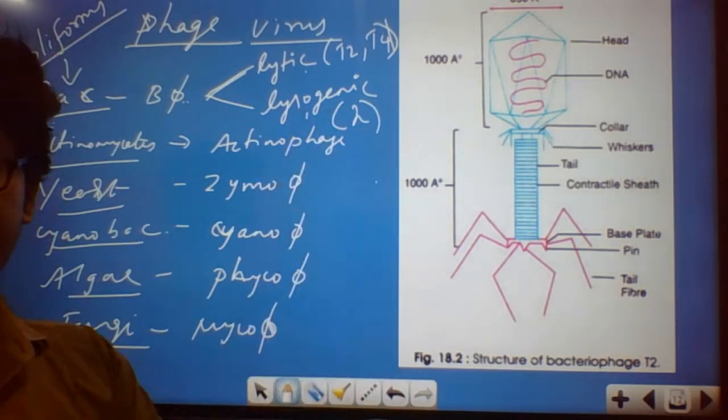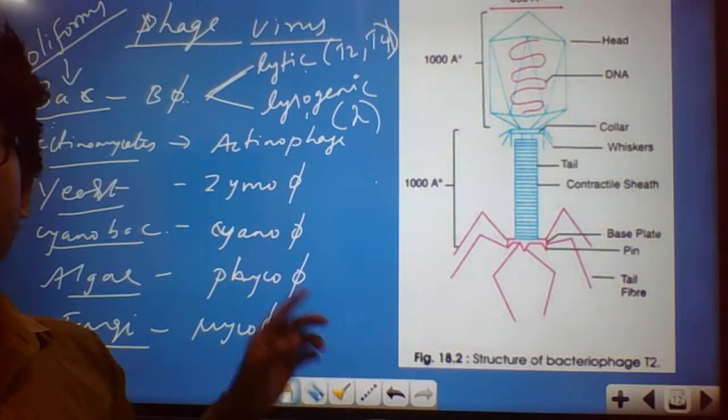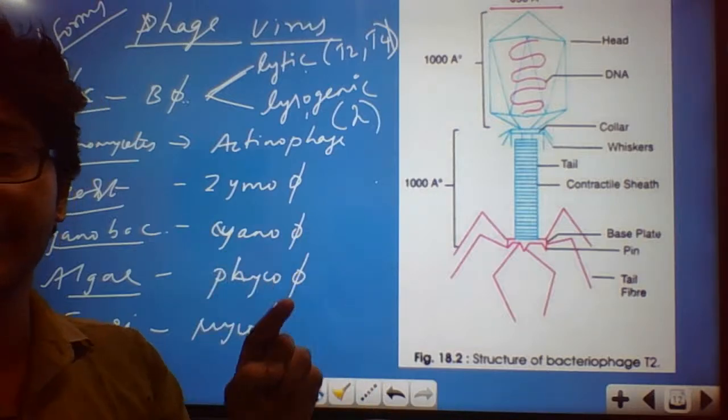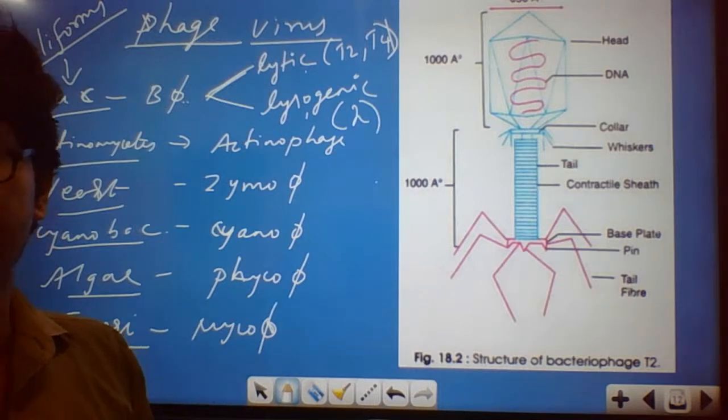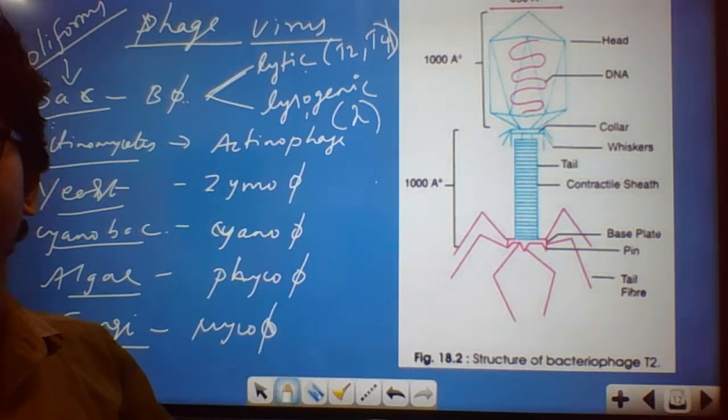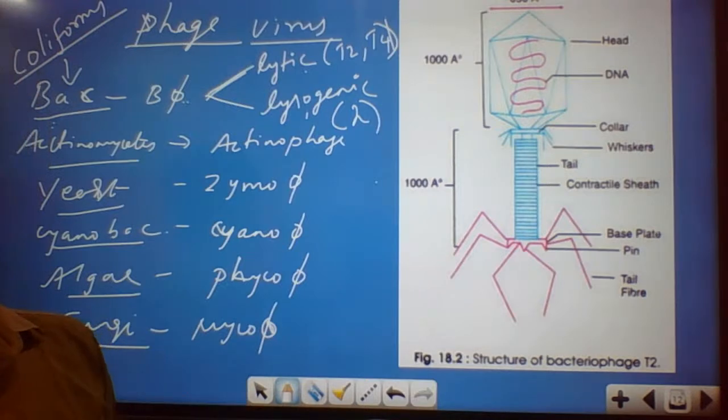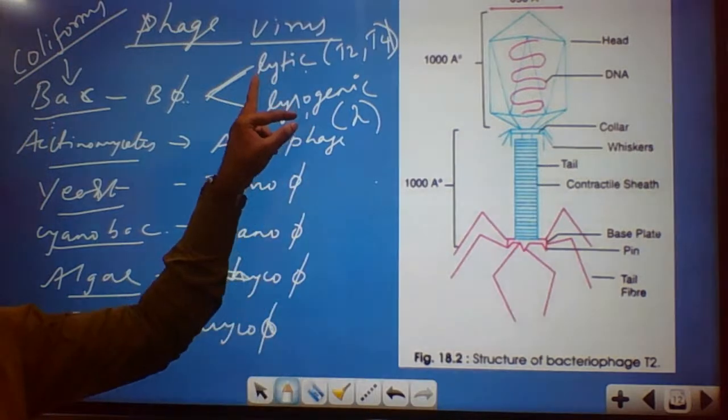Lysogenic cycle: no destruction of the host cells takes place, where the viral genetic material integrates with the host DNA, and this will be part of the host cell. It will be part of the host cell, and this will keep on multiplying inside. That is lysogenic. So lytic is actually virulent.